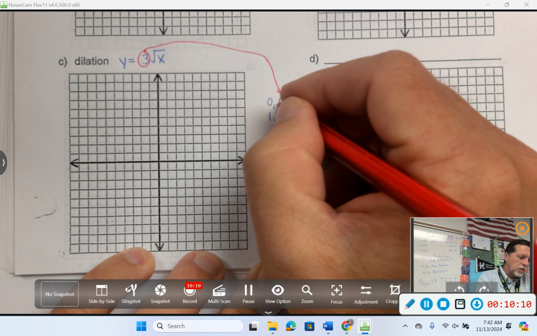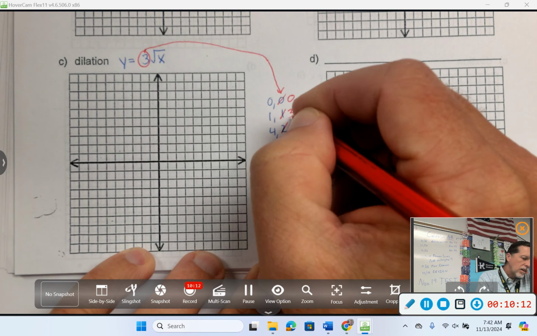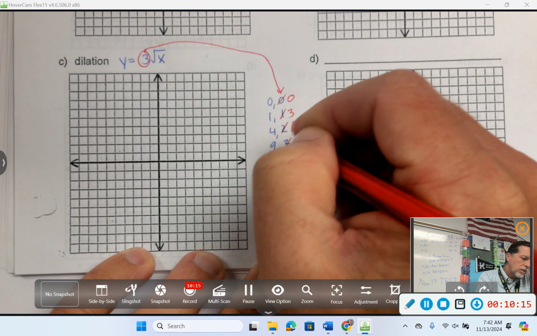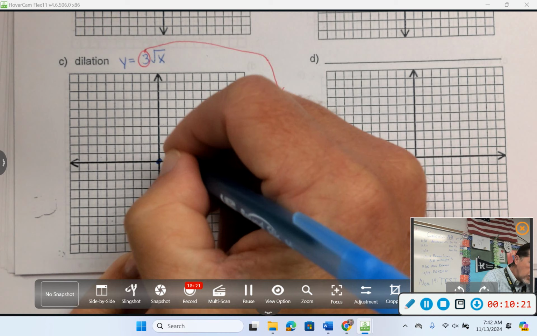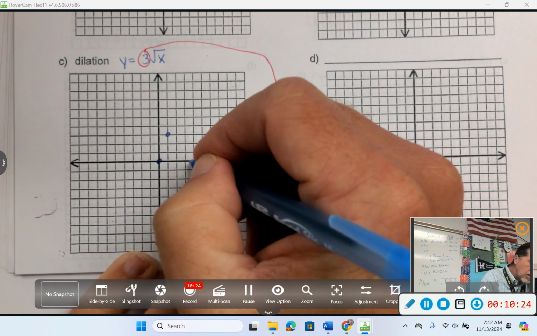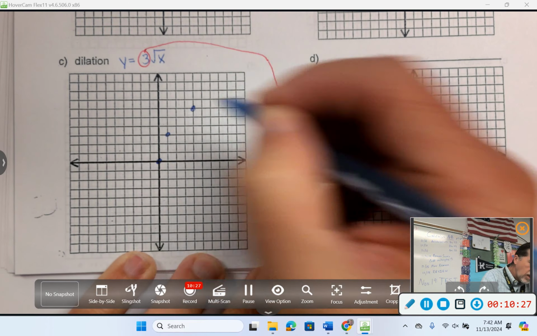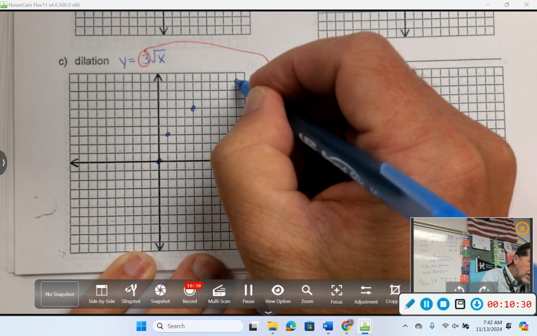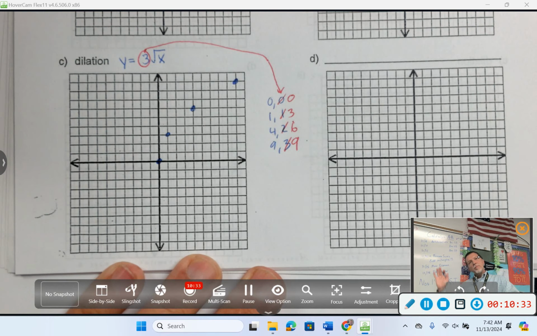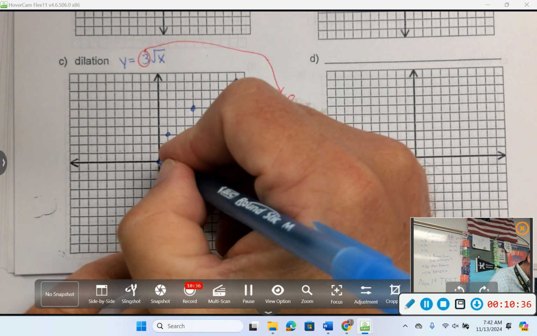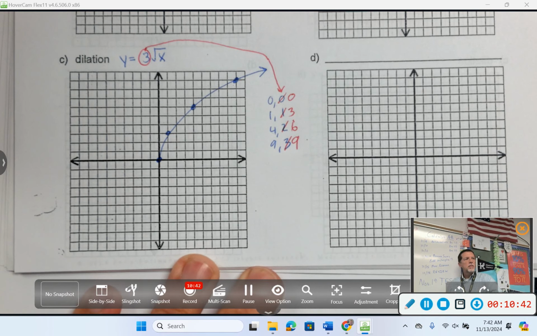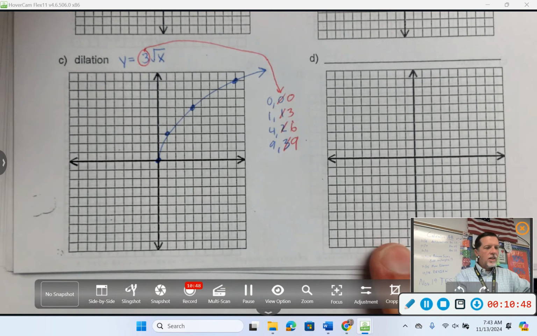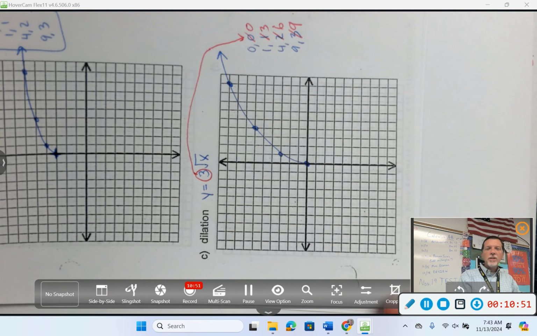So 0 times 3, that didn't do anything. But the rest, 2 times 3 is 6, 3 times 3 is 9. Okay, so 0, 0, 1, 3, 4, 6, and 9, 9. So it's still got some curve to it, not a straight line. It's just a shallow curve. It's a stretched out square root. To make it a squished parabola if you did it the other way.